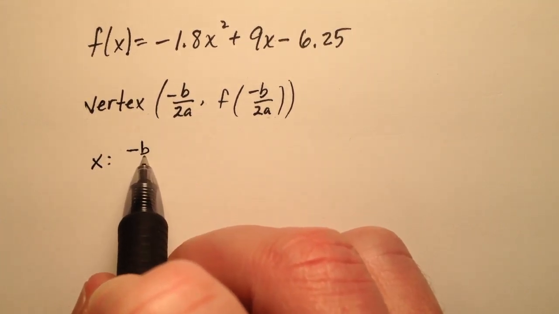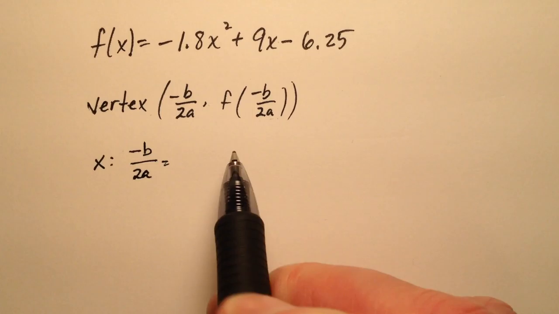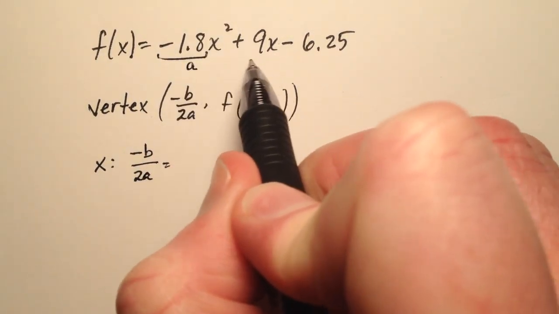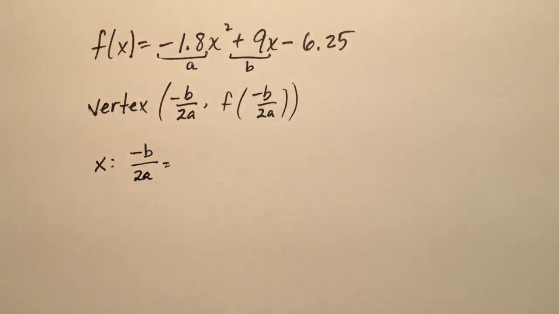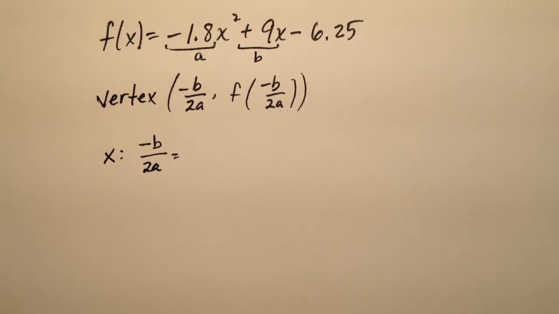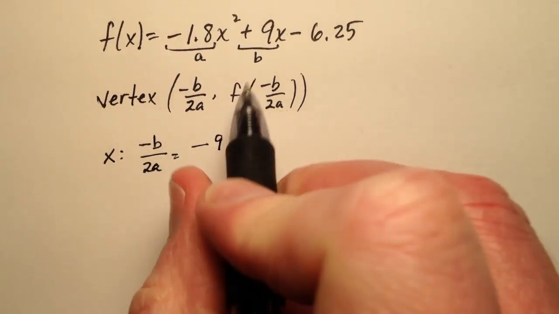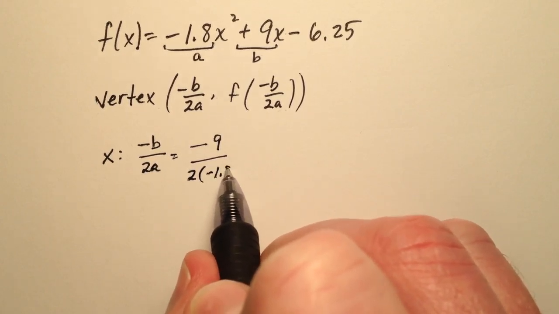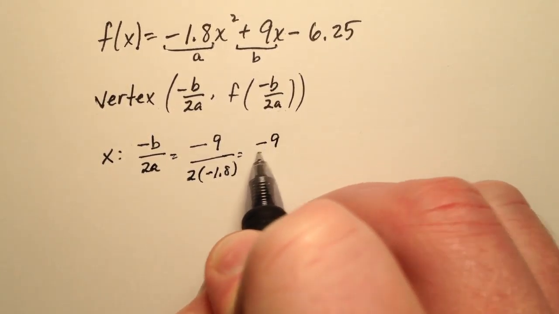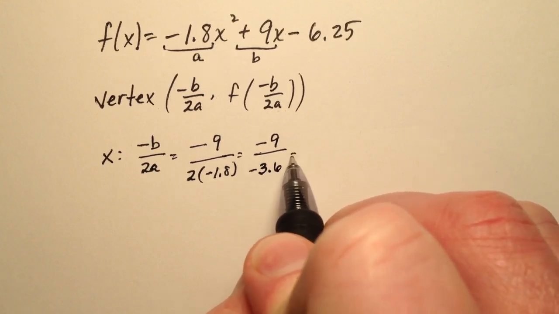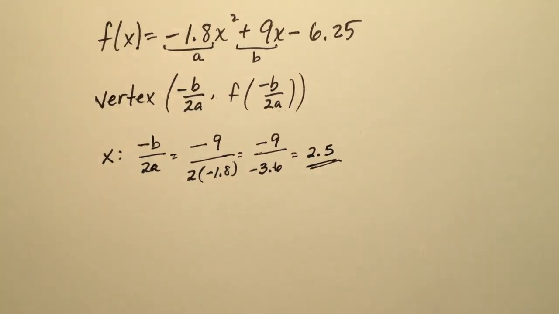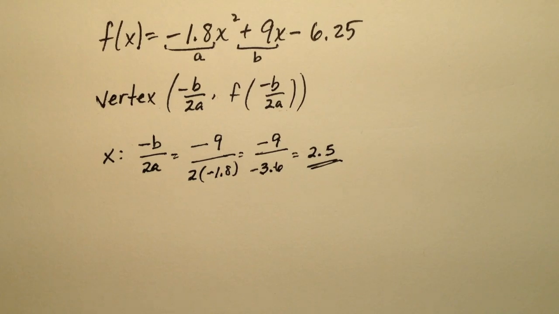We're saying the opposite of b over 2a. Well, my a value is my leading coefficient and my b value is going to be the coefficient of my linear term. So the opposite of b will be negative 9, over twice my a value, which is negative 1.8. So this is going to be negative 9 over negative 3.6. And I think when I divide that, I'm going to get a positive 2.5. So the x coordinate for my vertex is a positive 2.5.